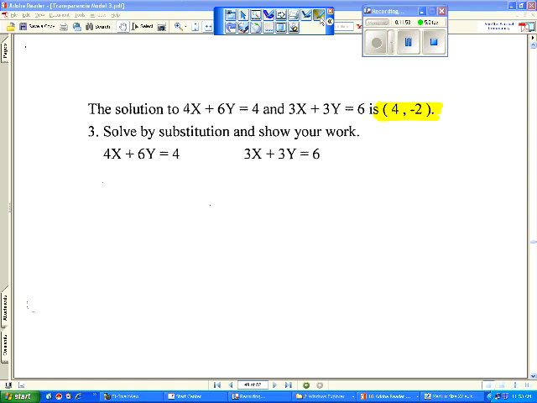We put them both in slope-intercept form, so we can find both slopes, both y-intercepts, get both graphs, and find the point of intersection. If you're going to solve by linear combination, what do you do? You don't put either one in slope-intercept form.